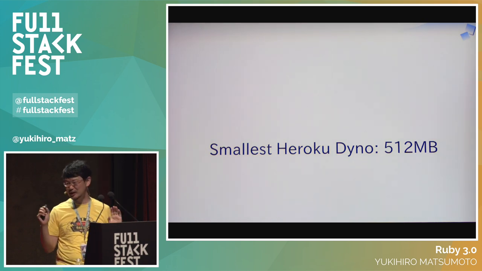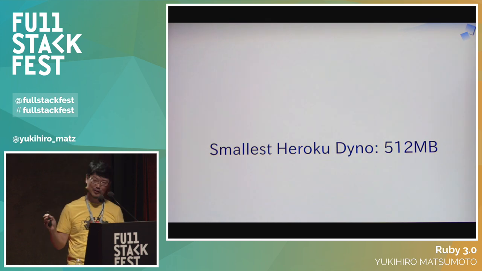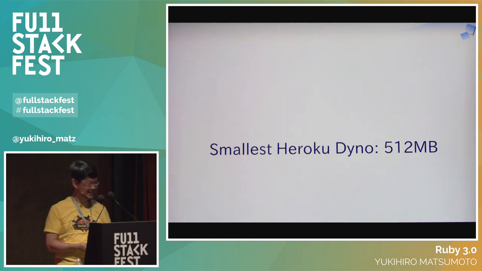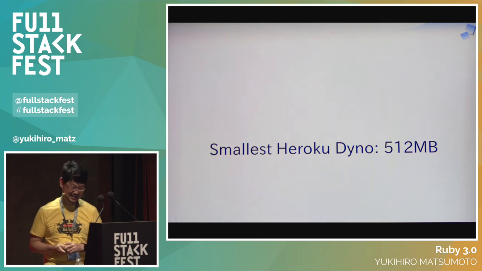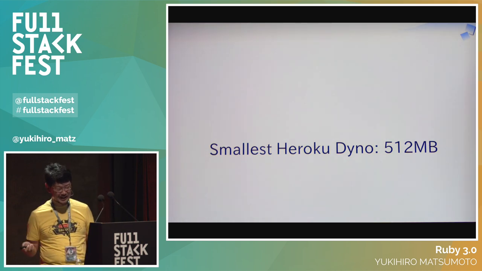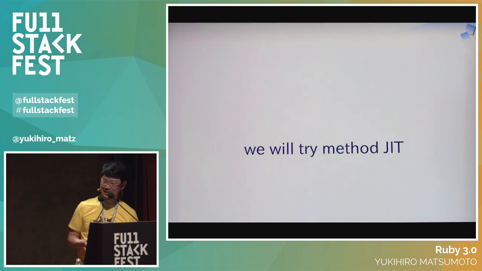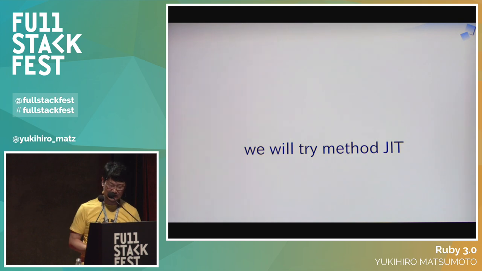That was very terrible for many users. Maybe good for Heroku, the company, because you have to pay. But it's not good news for Heroku users. So we gave up that kind of tracing JIT, and we will try the alternative JIT compile method, named the method JIT.